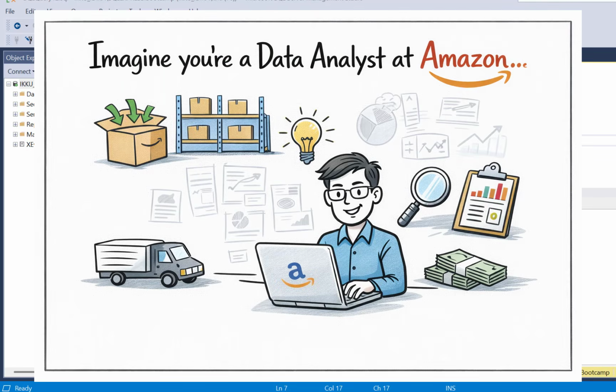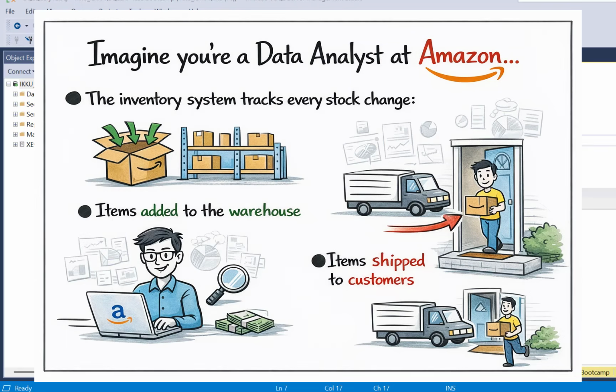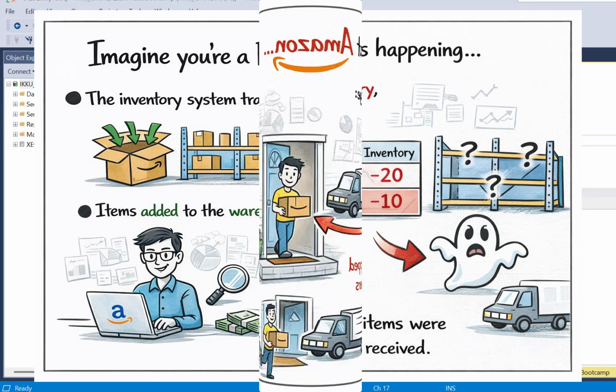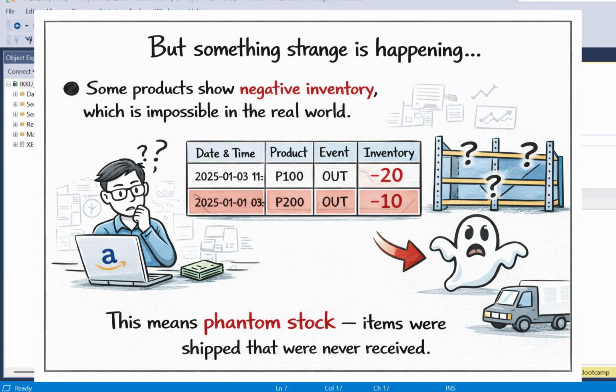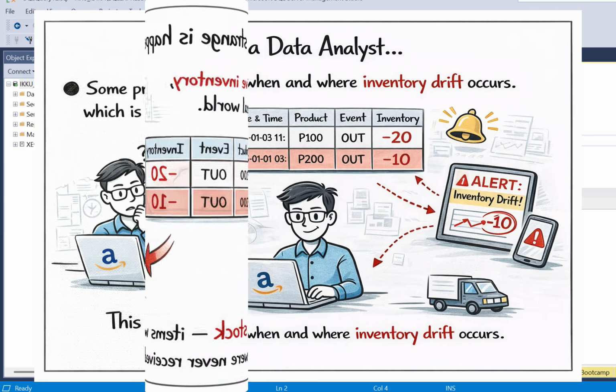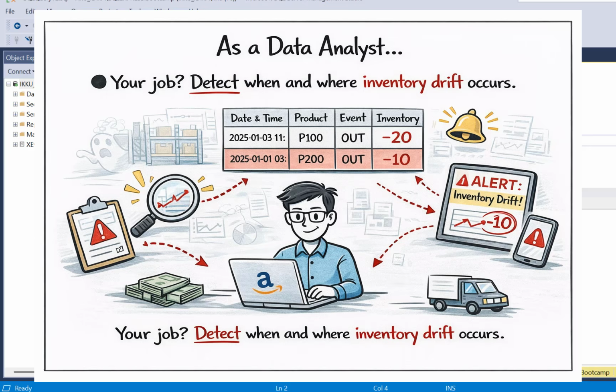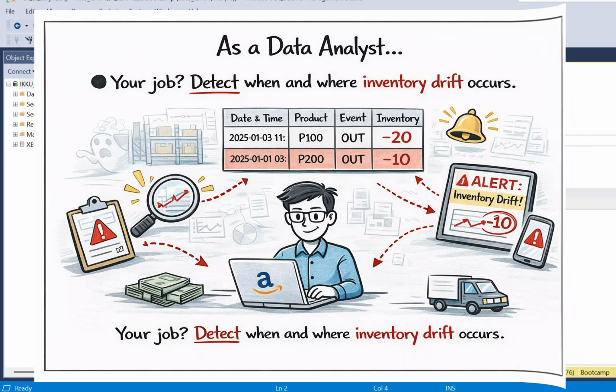Imagine you are a data analyst at Amazon. The inventory system tracks every stock change: items added to the warehouse, items shipped to the customers. But something strange is happening. Some products show negative inventory, which is impossible in the real world. This means phantom stock, items were shipped that were never received. Your job: detect when and where inventory drift occurs.